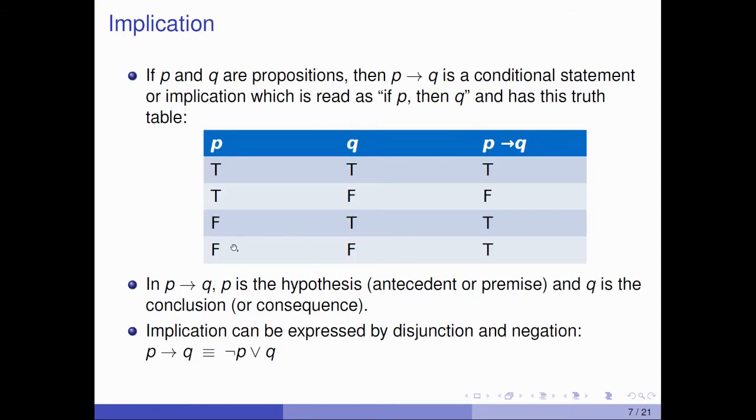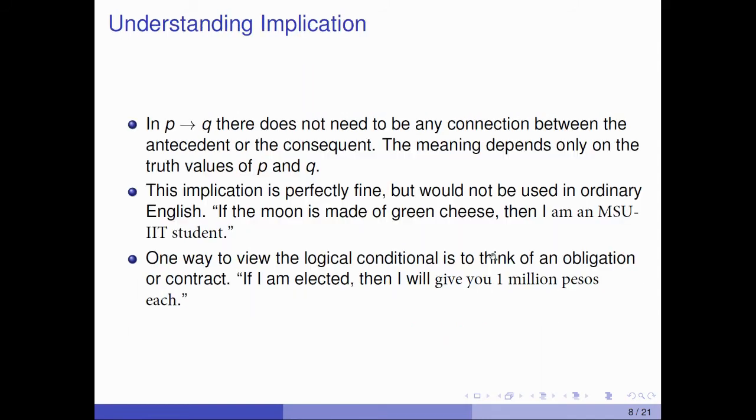Okay, so the last row, we have a false and a false. For example, I said this to you: I promised you that if I won in the election, I will give you 1 million pesos. I did not win, so I did not give you 1 million pesos each. So I guess none of you would really be mad at me because I did not win.